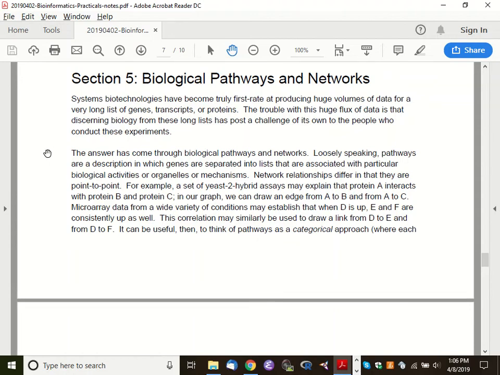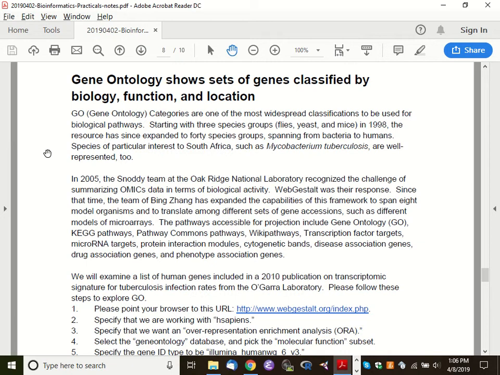Hi, everybody. Well, for the last part of our bioinformatics practical, we have a one-hour session on biological pathways and networks. As you can see, there's a fair bit of text that I've added at the header here to contextualize the exercises that we're going through. As we slide down, we learn a little bit more about gene ontology, classifying by biological process, molecular function, and cellular components.